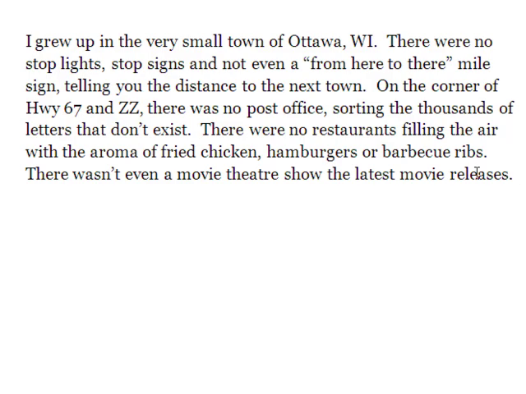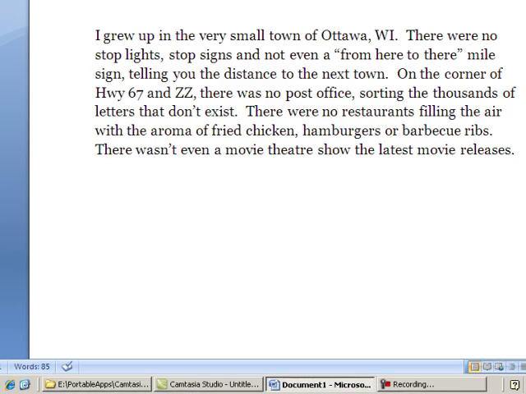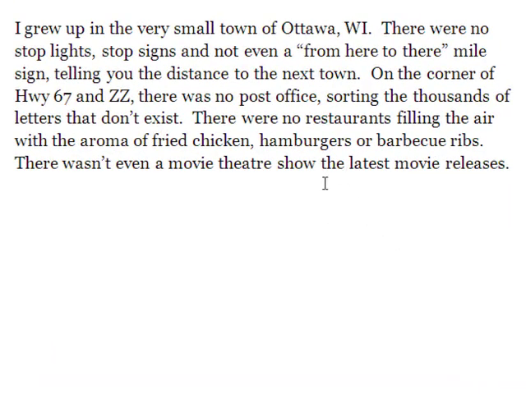So I have 85 words. So I grew up in the very small town of Ottawa, Wisconsin. There were no stoplights, stop signs, and not even a from here to there mile sign telling you the distance to the next town. On the corner of Highway 67 and ZZ, there was no post office sorting the thousands of letters that don't exist. There were no restaurants filling the air with the aroma of fried chicken, hamburgers, or barbecue ribs. There wasn't even a movie theater showing the latest movie releases.